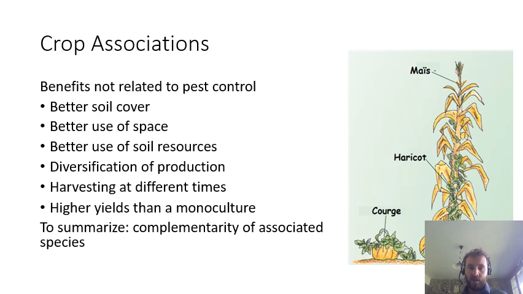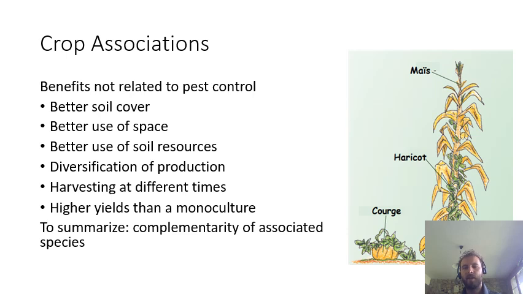Then you also have the diversification of production. Firstly, as I said before, if one crop fails, you can still sell the other, but also you have two products to sell. So if the price is bad for one, you can still get money with the other, and so on. You can also associate crops that you harvest at different times.